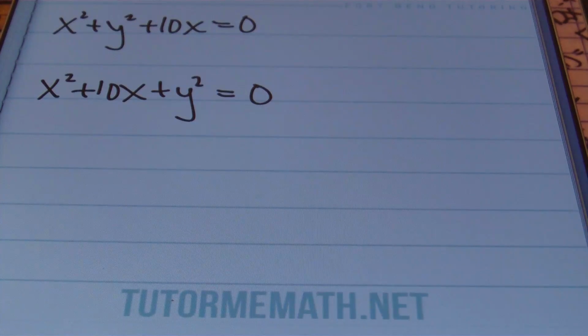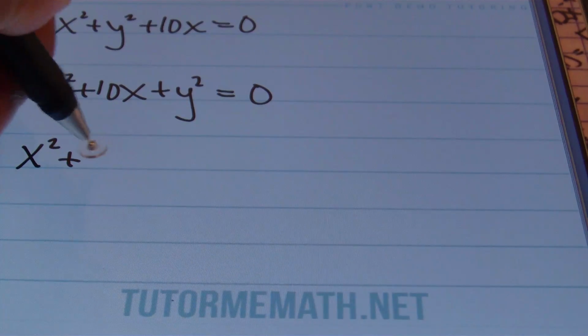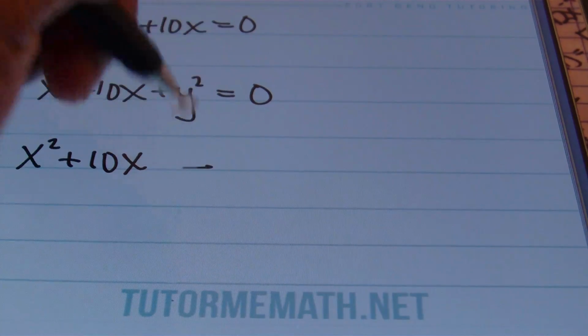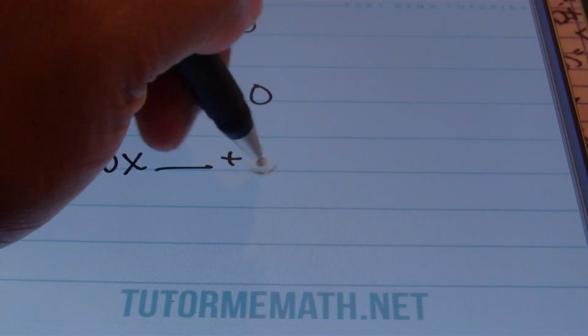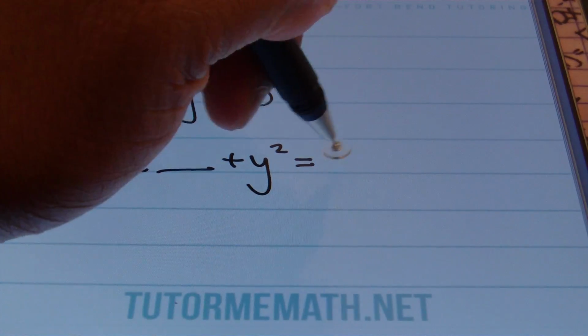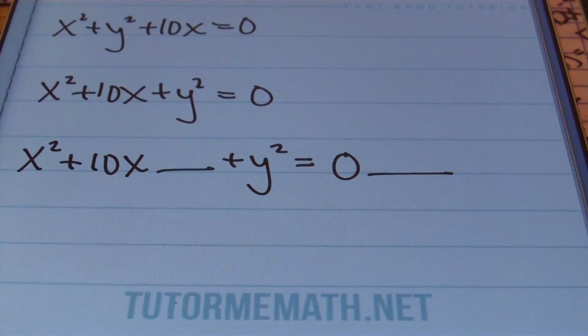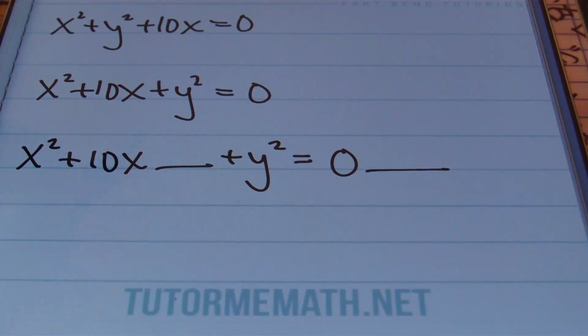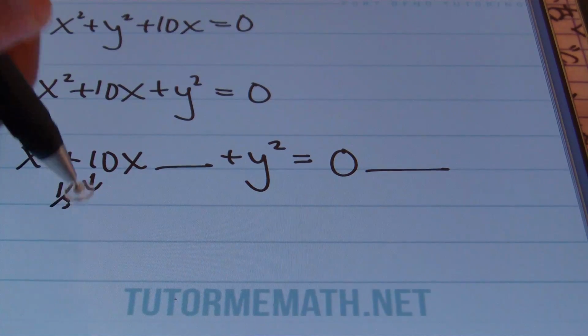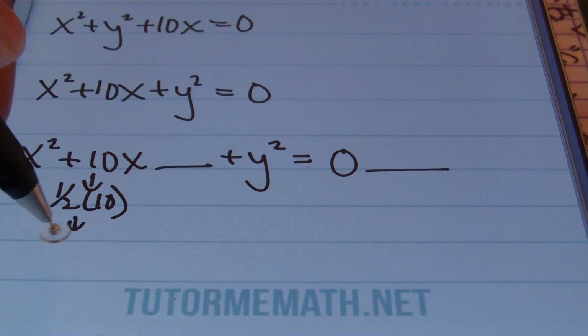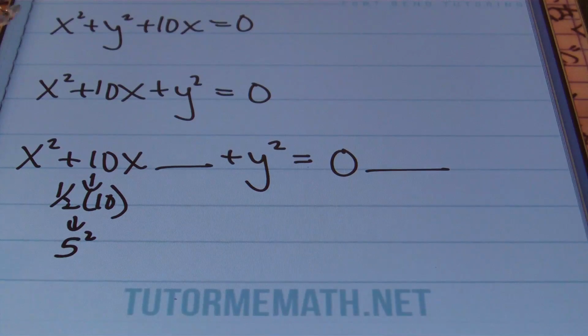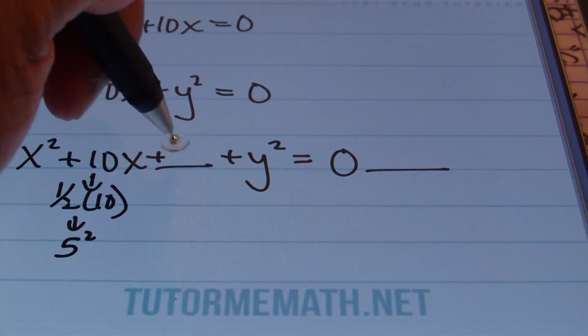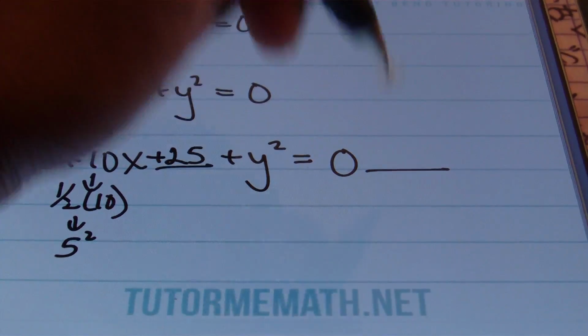All right, so let's do just that. I'm gonna go ahead and rewrite this with a blank after that 10x. So this is gonna be x squared plus 10x blank plus y squared equals 0 blank. All right, so there you go. Completing the square on our x's, we'll be taking half of 10, which is 5, by the way, and then squaring that value. So 5 squared is what? Exactly, it's 25. You guys are so sharp.